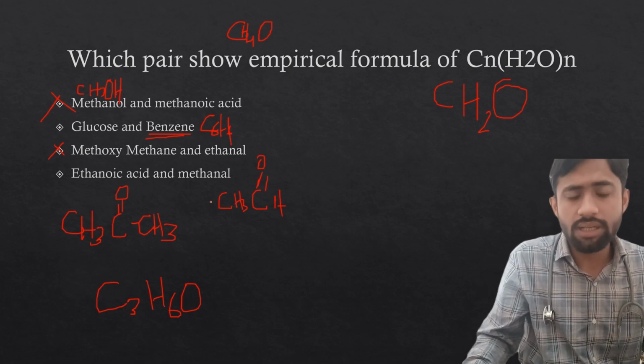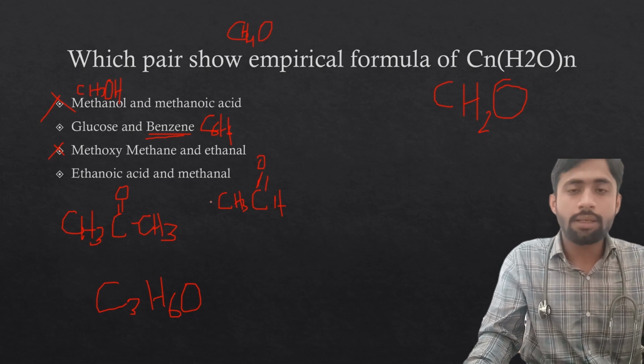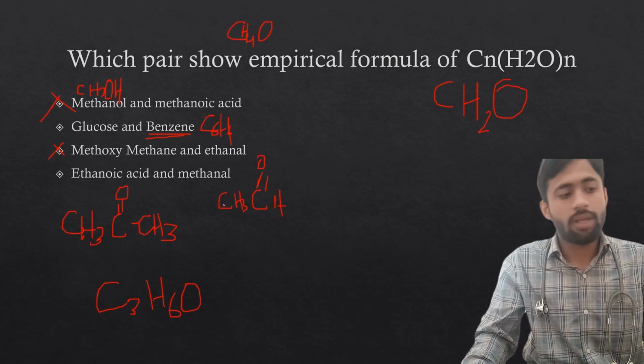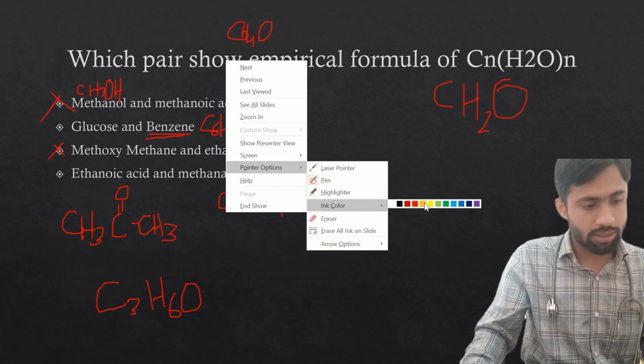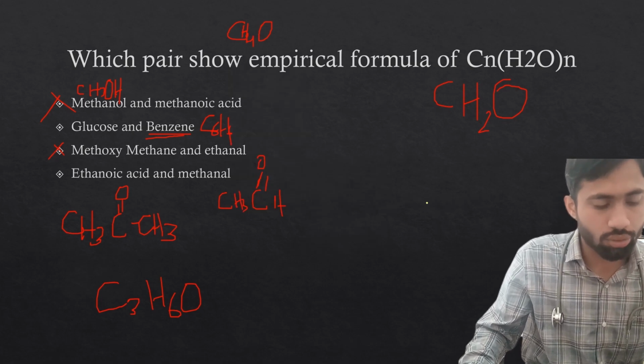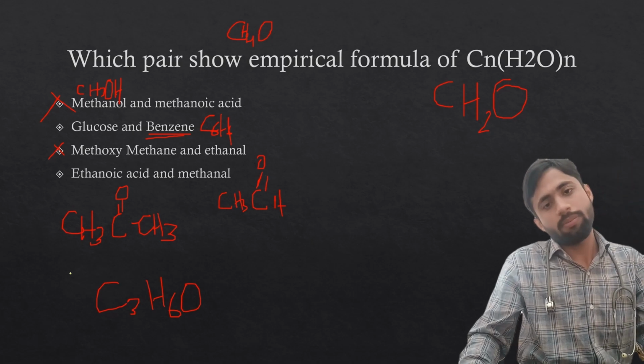Now if you move towards delta option, ethanoic acid and methanol, this is our last hope. If and only if this delta option is right, then our answer will also be right. And if this is also wrong, then there is something wrong with my methodology.